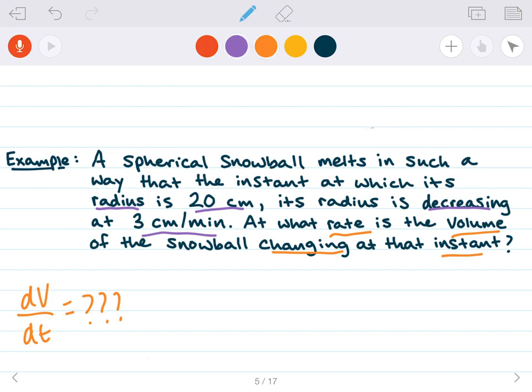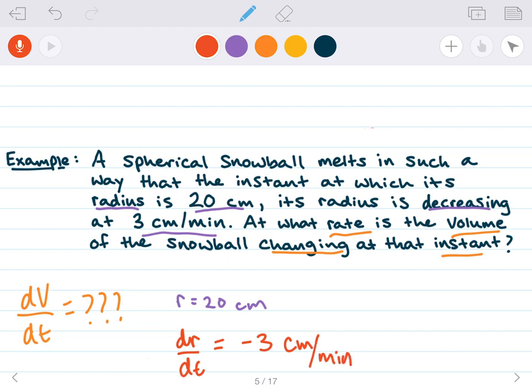Now they tell us that the radius is 20 centimeters, so let's go ahead and just write that out. We're interested in that exact instant when the radius is 20 centimeters. And it says that the radius is decreasing at 3 centimeters per minute. So since it's decreasing, we're going to tack a negative on there. And what's decreasing? Well, we're looking at the change in the radius, r, with respect to time, t. So this is the rate at which it's decreasing. And since it's getting smaller and smaller, we're going to tack a negative here. Negative 3 centimeters per minute.